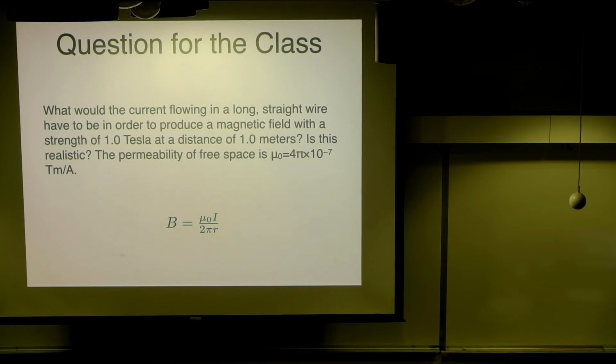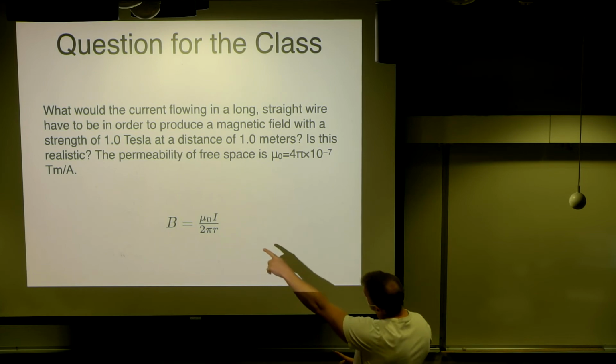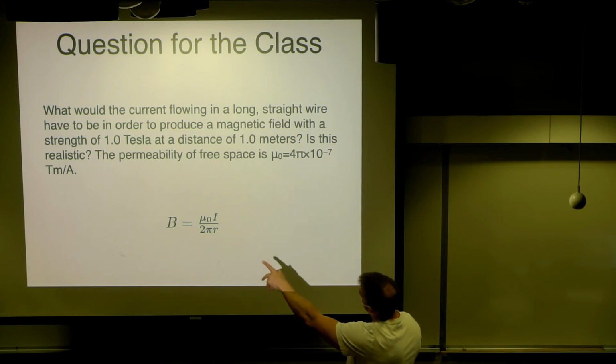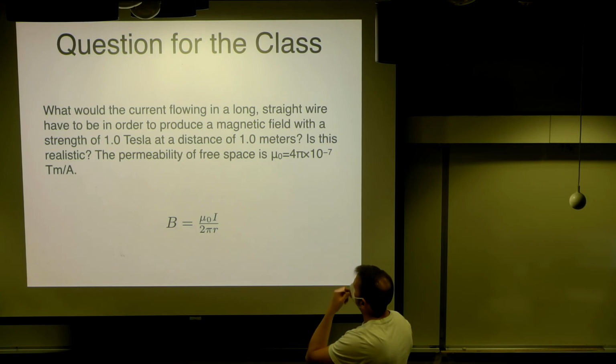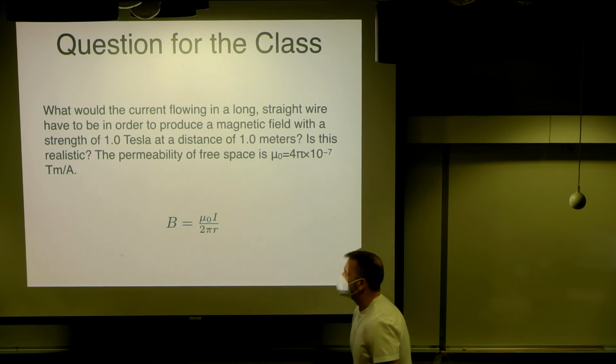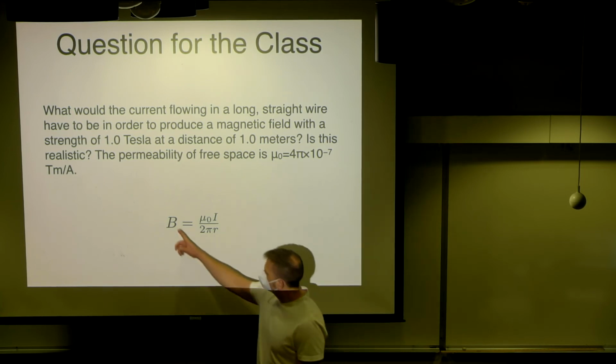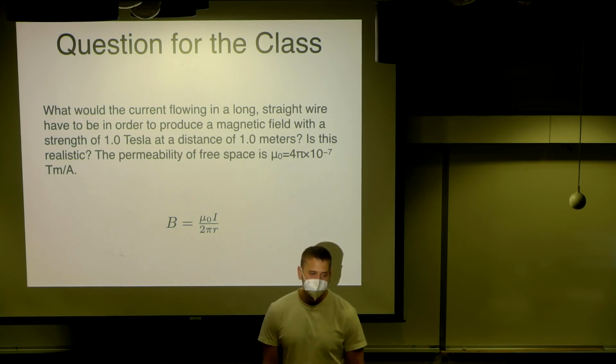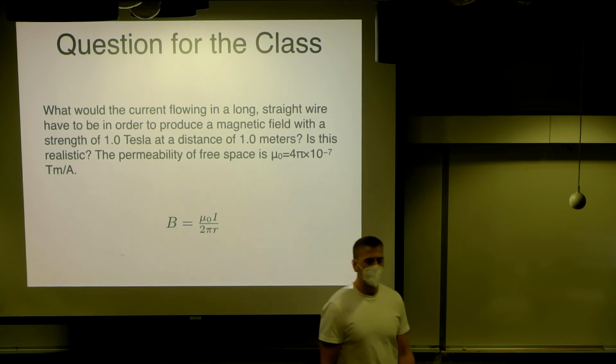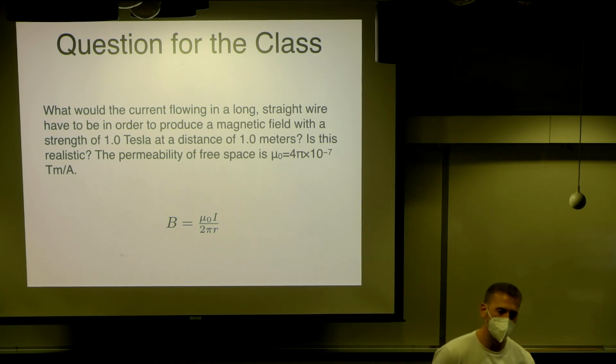So let's actually use that result to make a calculation. The calculation is this. Let's say you had a long straight wire. How much current would you have to run through that in order to get a magnetic field with the strength of 1 Tesla at a distance of 1 meter from the wire? Okay, so in other words, B is going to be 1 Tesla, r is going to be 1 meter. What would I have to be? And then tell me if you think your number is realistic. Okay? So work it out, see what you get.